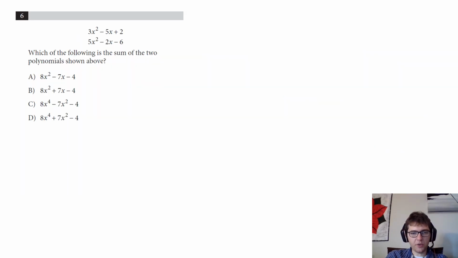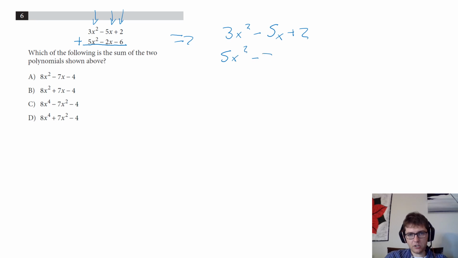Problem number 6, which of the following is the sum of the two polynomials shown above? So they've even made it handy for you. They have the x squared, x, and constant terms all lined up. It's literally just put a plus here and take the sum of each of these. Just to make that cleaner, I'm going to rewrite it over here. But 3x squared minus 5x plus 2, 5x squared minus 2x minus 6, right?